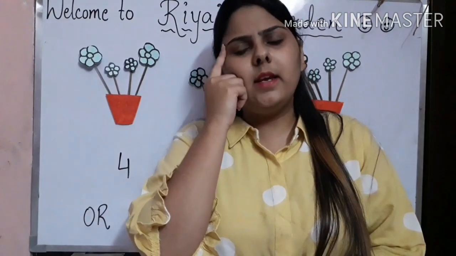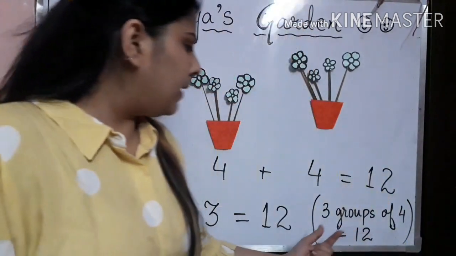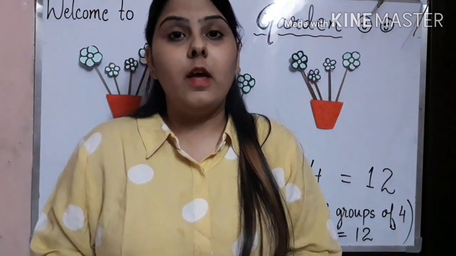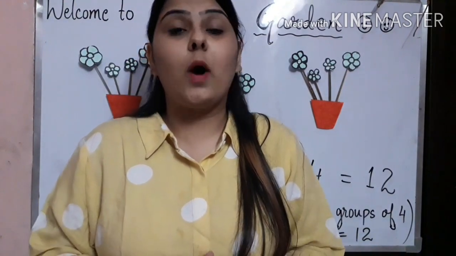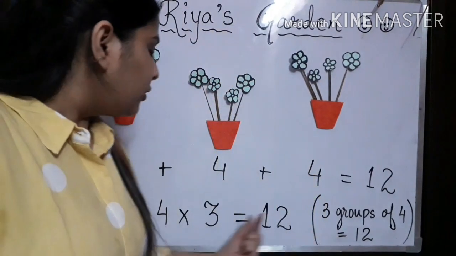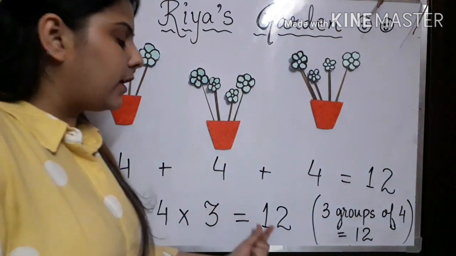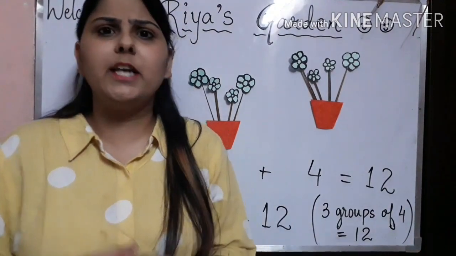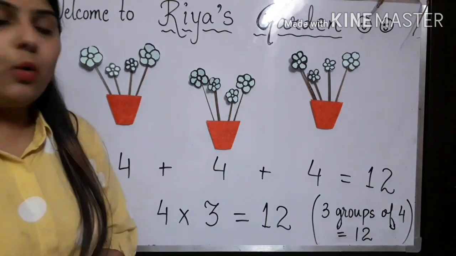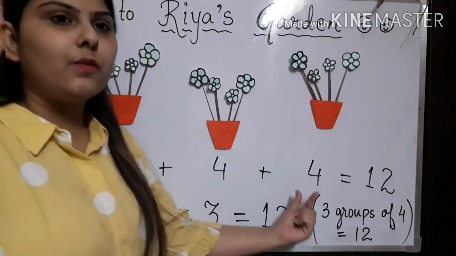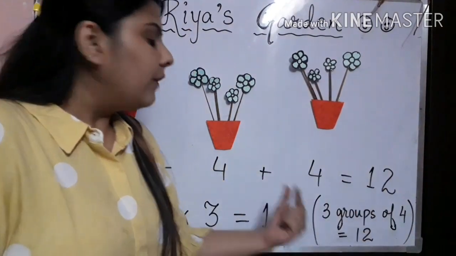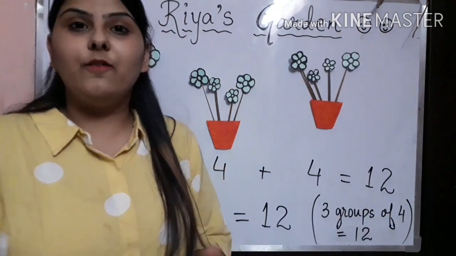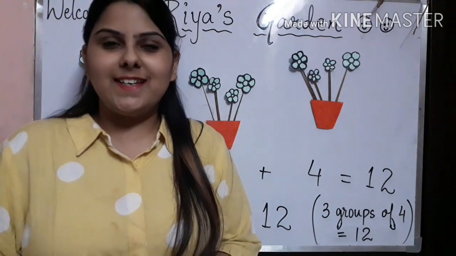But she started thinking, what if she makes 3 groups of 4? This would also result in 12. And then she again came to one conclusion, that 3 times 4 also gives us 12, which is also known as the multiplication fact. So as you know that 4 plus 4 plus 4 gives us 12, which is equal to 3 groups of 4, that is 12. So wasn't this interesting?